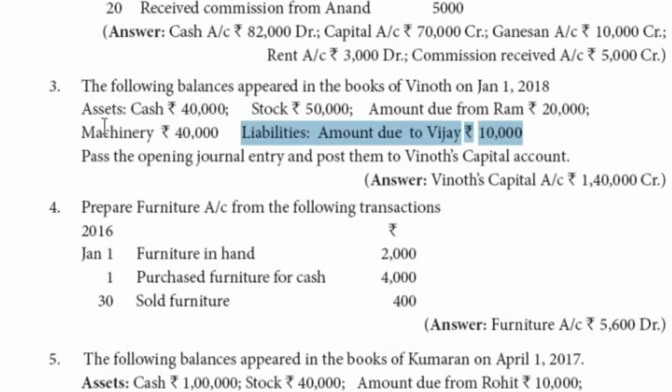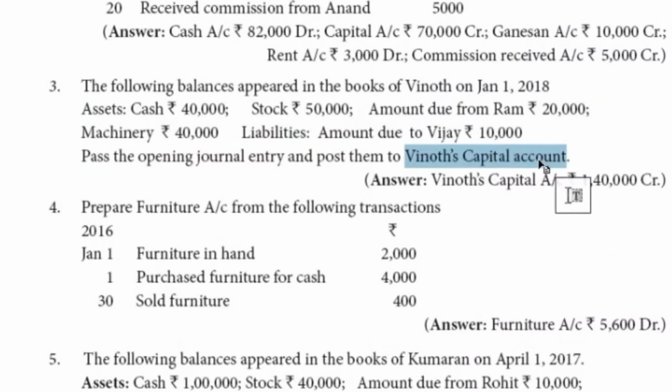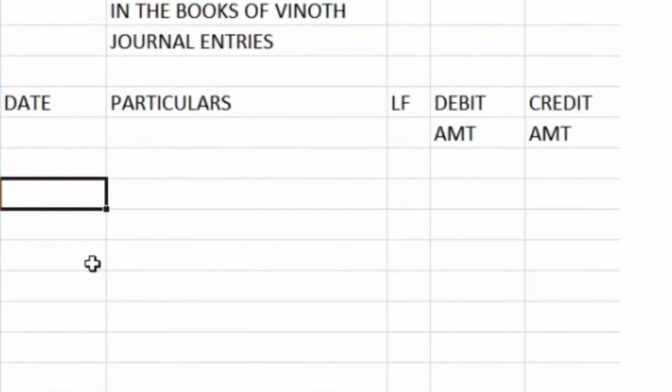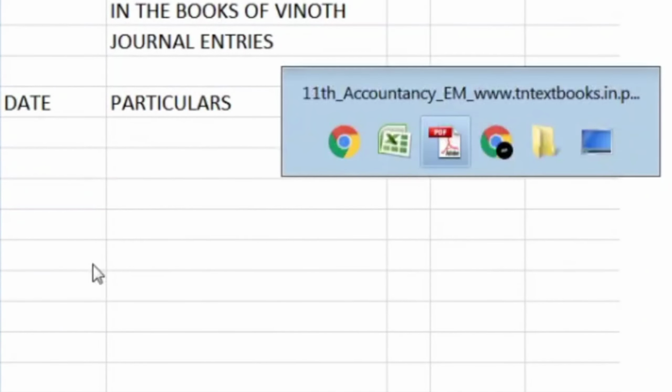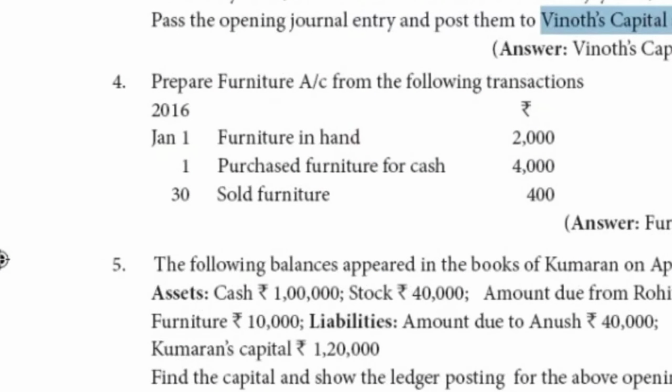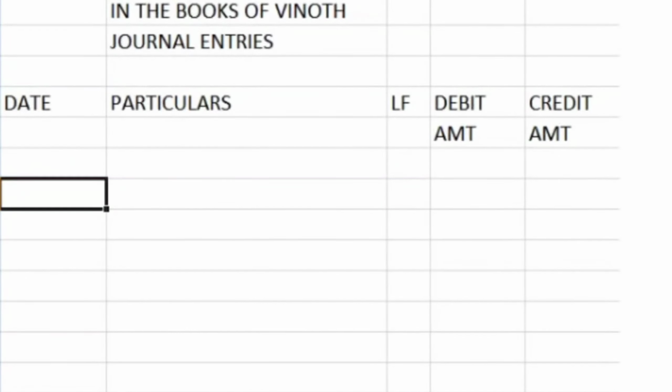So using this, we are going to record the assets and liabilities into a journal entry, and then we are going to find out how much is Vinod's capital, and then we are going to post it into Vinod's capital account alone. So let's start with the journal entry. Here first we are going to start with the date. This journal entry is passed on Jan 1st, 2018. So go ahead and write the year 2018, then Jan 1st.